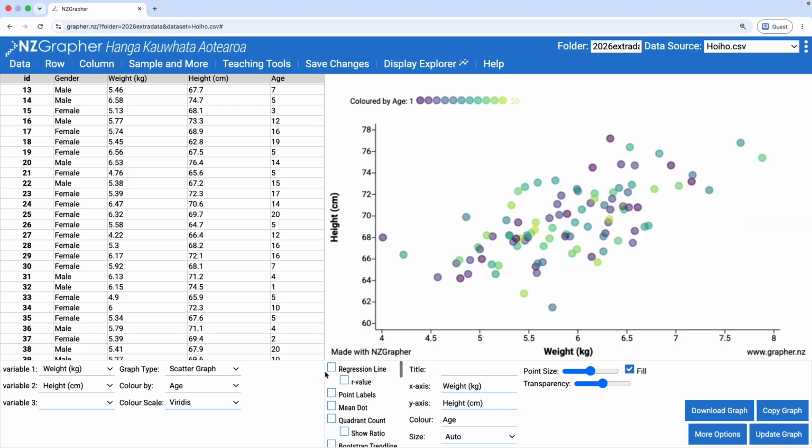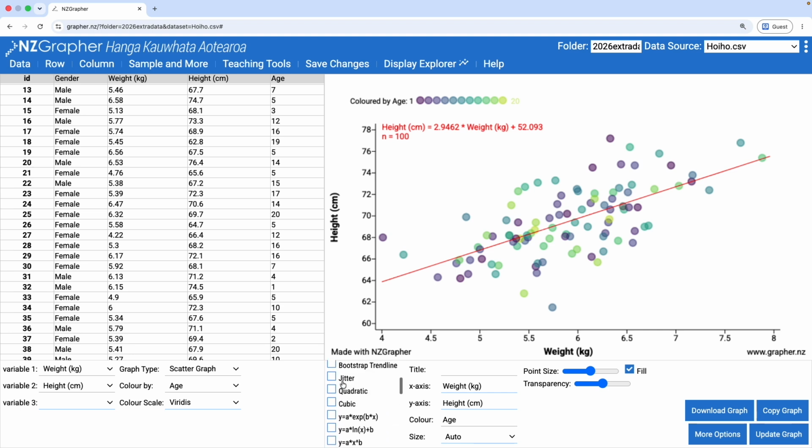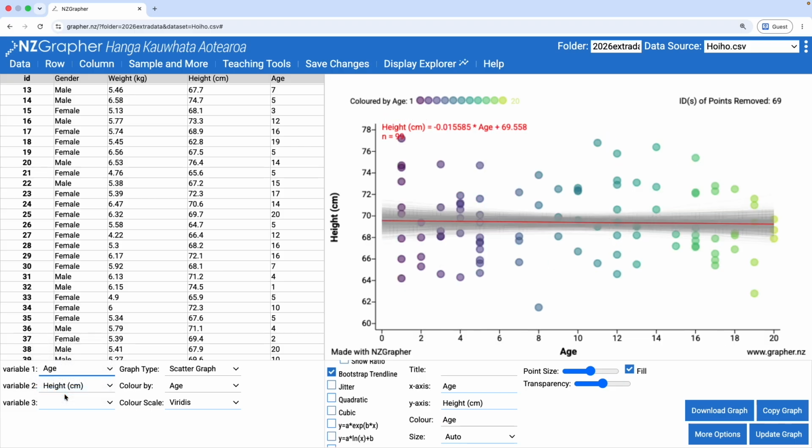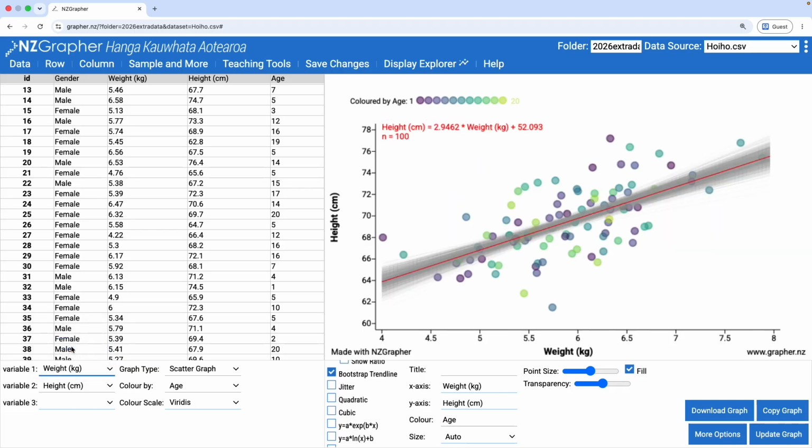Bootstrap trend line. I quite like this one. It's not at all in the curriculum, but I really like it. What this does is it takes 1,000 bootstrap samples, and for each one of them, plots a trend line. So you can go, based on that data, how confident am I in my trend? That one, well, the trend's reasonably stable. If I went and looked at age, there's pretty much no trend there. If you had a smaller sample, you're going to see more variation in those bootstrap trend lines.